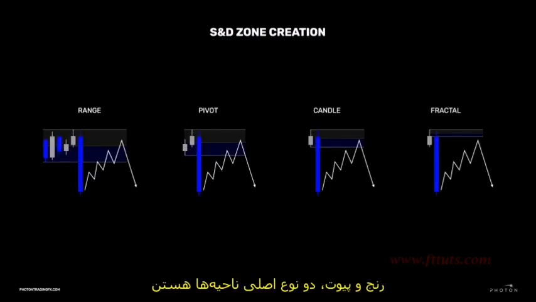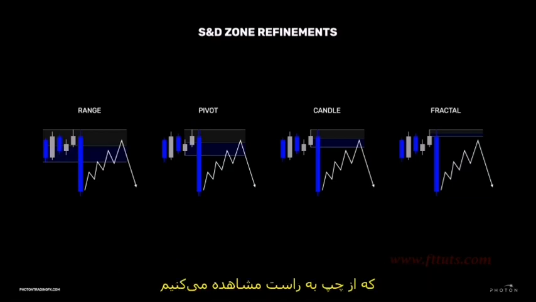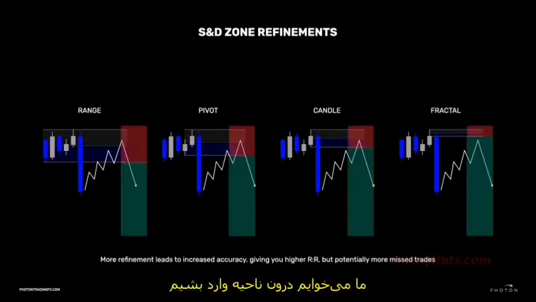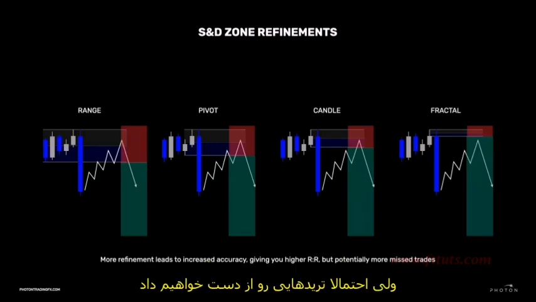Range and pivots are your two main types of zones, but a pivot created zone can also be just one candle. It doesn't have to be multiple candles, and you can also then have what's called a fractal zone. But all of these four types can also be refined from just one range, and we can see that here from left to right. We look to enter on or within the zone, and our stop loss will always go behind the zone. But the more refinement of a zone does lead to increased accuracy, giving us higher potential reward to risk, but potentially more missed trades if price does not pull back that far.